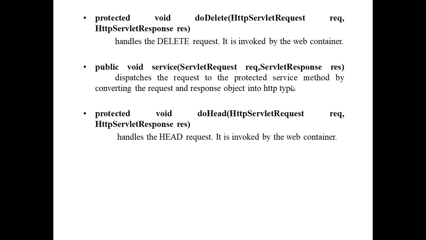This method dispatches the request to the protected service method by converting the request and response objects into the HTTP type. So this method is invoked for processing the HTTP request and response. Next, the fifth method is protected void doHead, having two parameters, HttpServletRequest object and HttpServletResponse object. This method handles the HEAD request and it is invoked by the web container. So these five are the methods of the HttpServlet class.